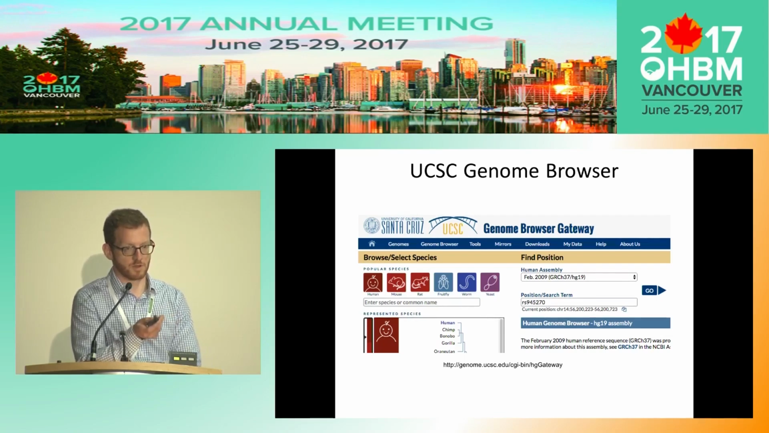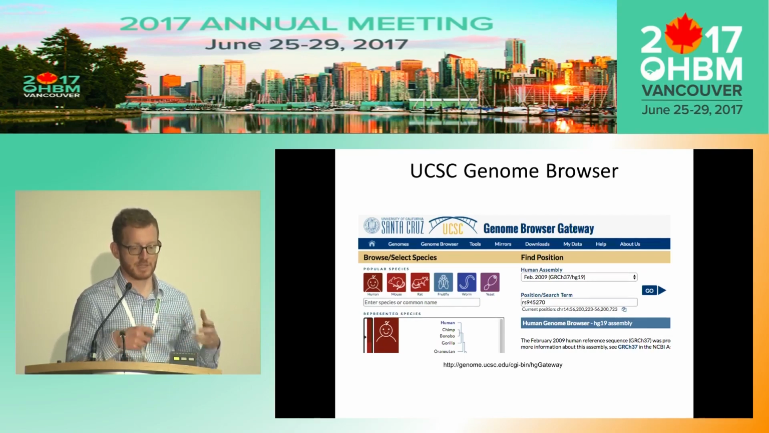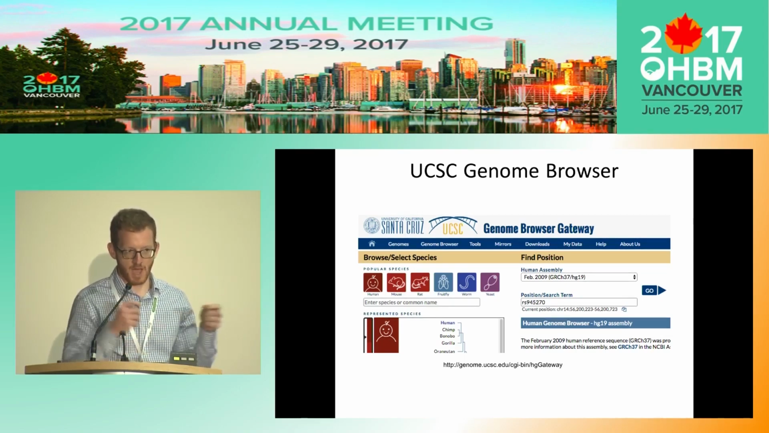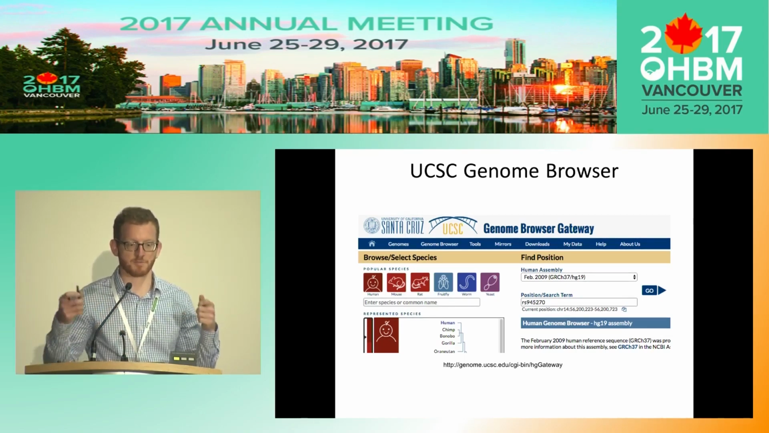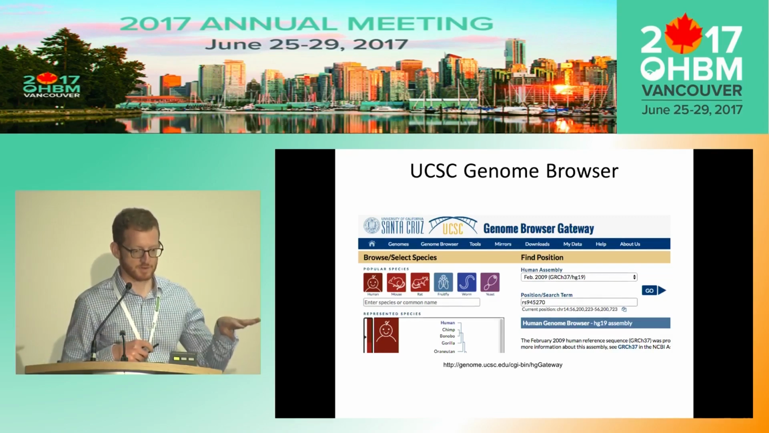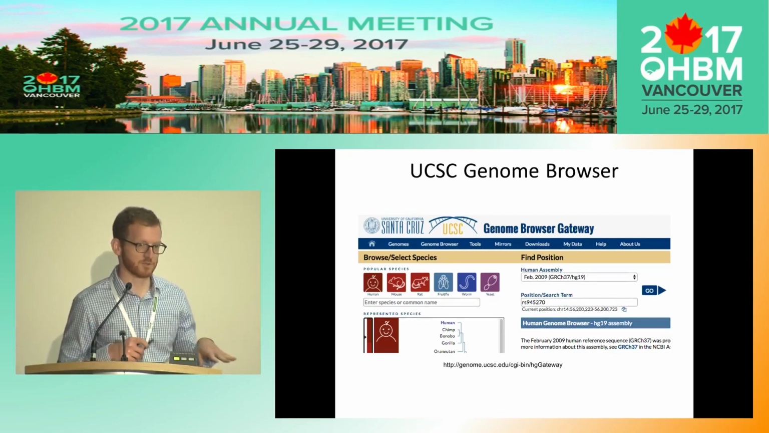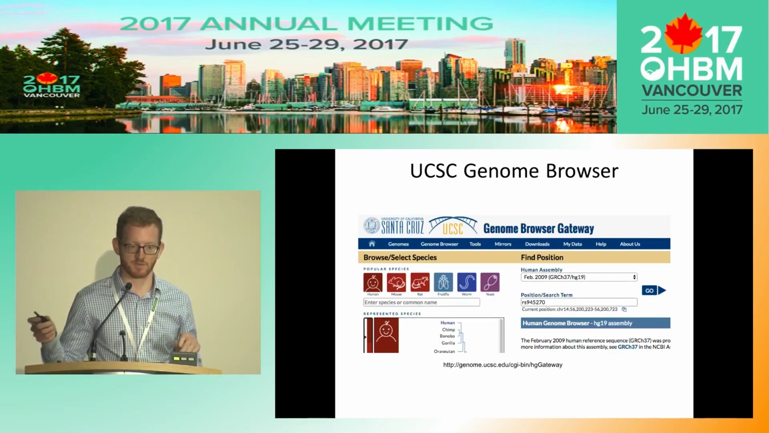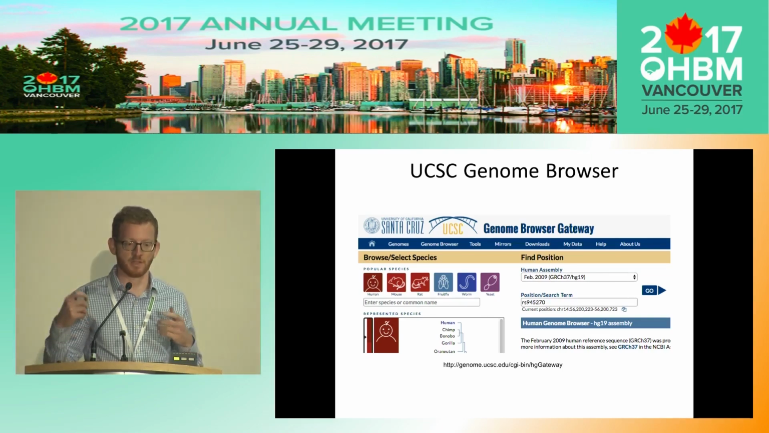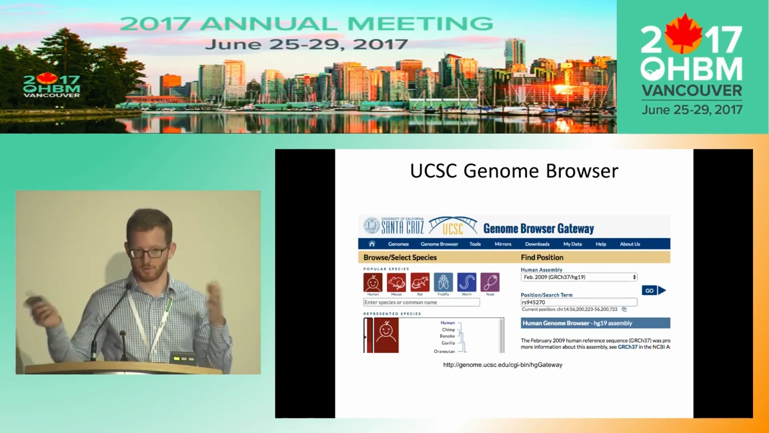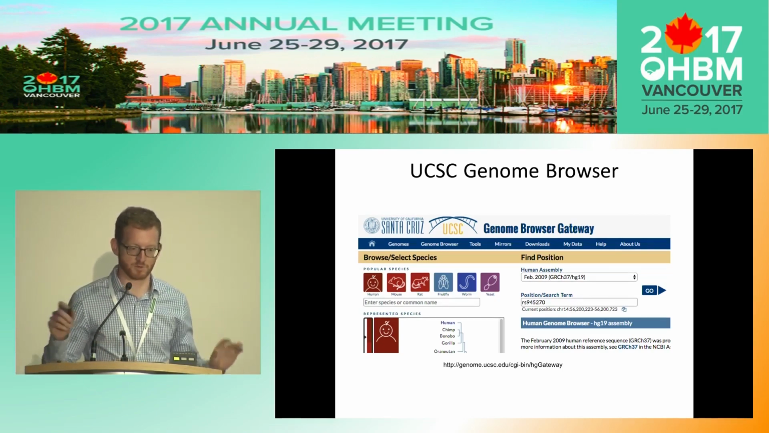You can select your assembly. That's the coordinate system. So the genome is constantly updated, and the map of the base pairs is constantly updated. So the coordinate system from the 2009 version of the genome is not the same as the coordinate system from the 2016 version of the genome. So you just have to be careful which one you're using to make sure you're not going between different versions. And there are conversions between the two, but just be careful what you're using.